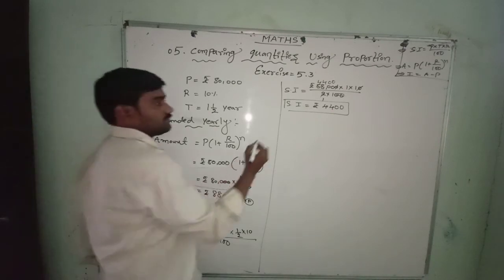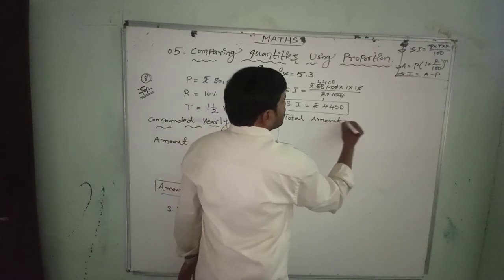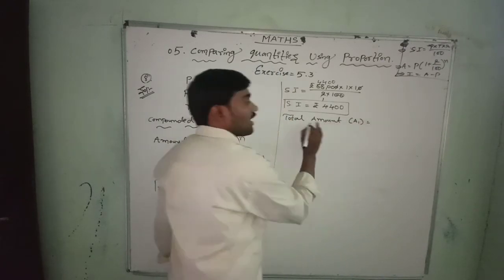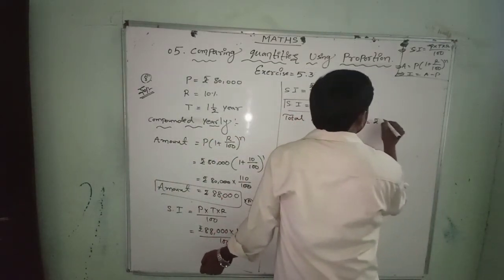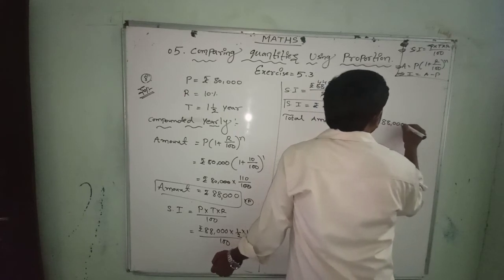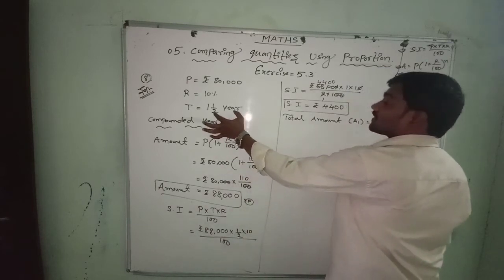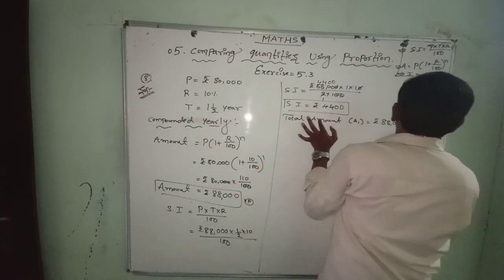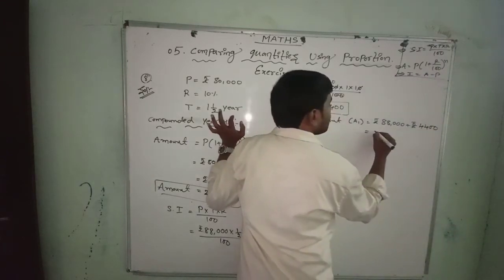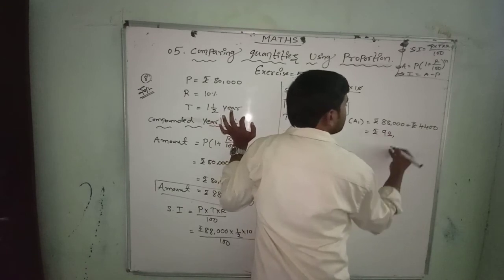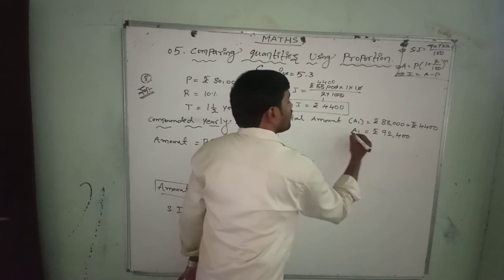Now the total amount. Let us assume it is A1. So what will be the total amount? Already the amount became rupees 88,000, plus again there is a simple interest amount for this half year. You have to pay this 4,400 for this half year. So the total becomes rupees 92,400. This is the amount A1.